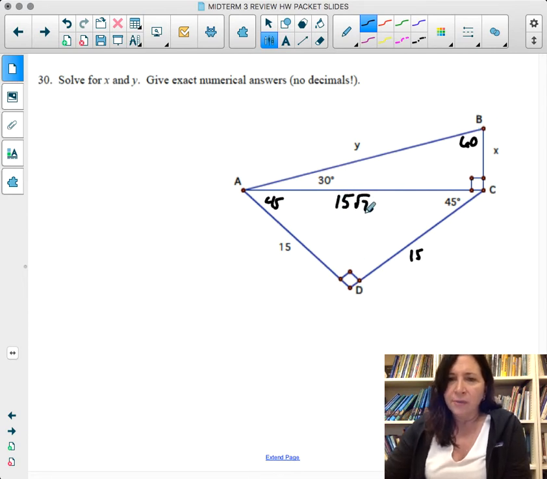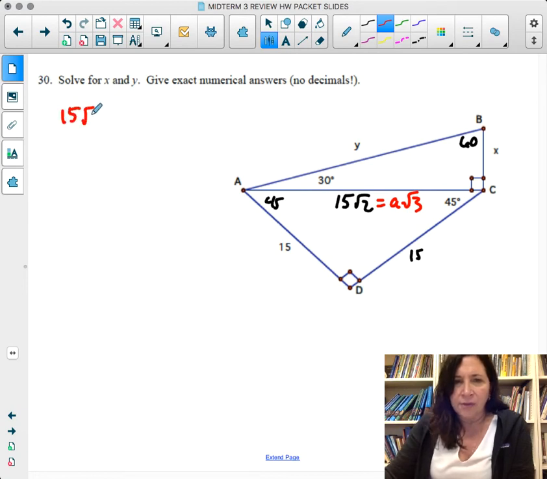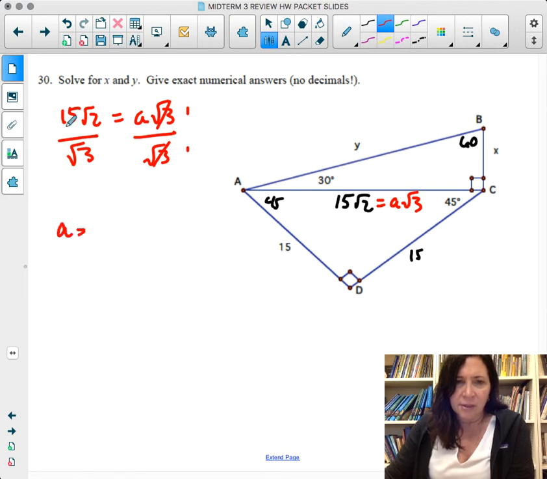So across from the 60, now we just did this, remember, that's a root 3. So what I need to do is I'll work that out over here. So I have 15 root 2 equals a root 3. I'm going to divide both sides by root 3. And these are going to cancel and give me a. So I have a is equal to that.